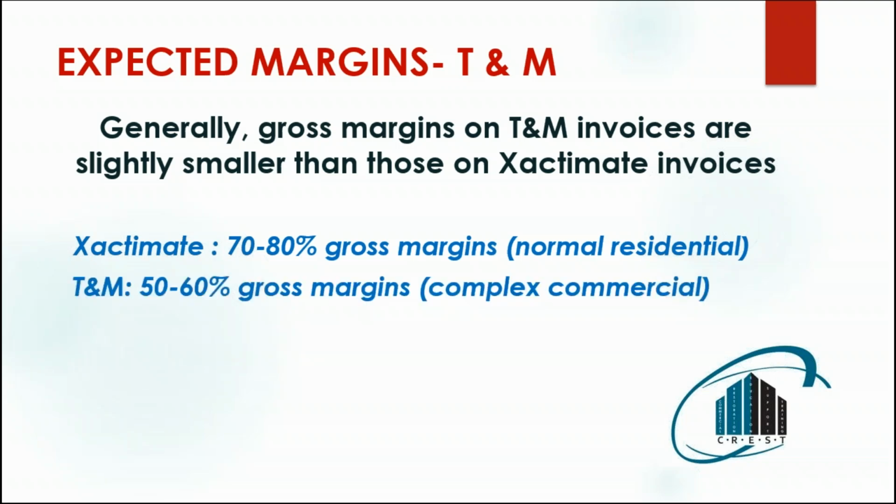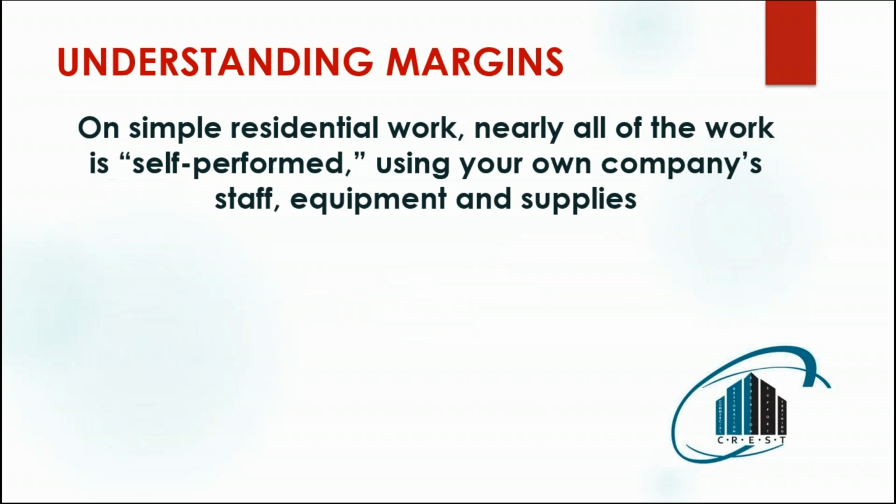When we're talking about T&M on a complex commercial loss, the margins generally fall between the 50 to 60% gross margins. First question I always get is, why is that? A loss is a loss is a loss. We should be able to do it. Think of it in terms of this.